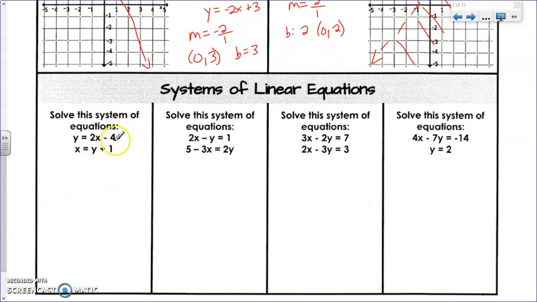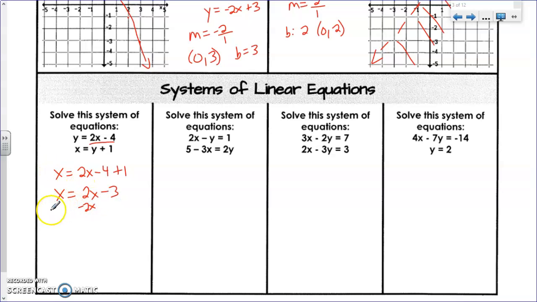Alright, we're going to solve this system of equations here. So this one we're going to use substitution. You can substitute whatever you would like, but we're going to substitute 2x minus 4 in place of y. So we're going to have x equals 2x minus 4, taking that and putting it in place of y, plus 1. So then x equals 2x, combined like terms, minus 3.